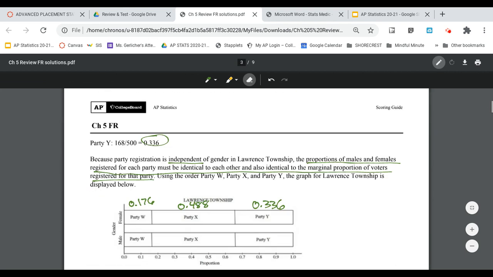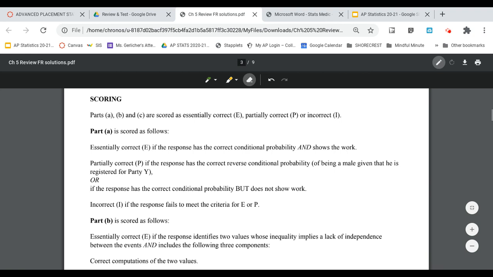Okay, so let's scroll down to page 3 where they talk about what it takes to get full credit for that. Okay, so if it has the correct probability and shows work. So if you just give the answer, you don't get full points. You have to show your work. So like as in the what divided by what kind of thing.